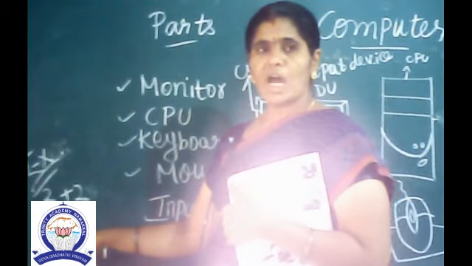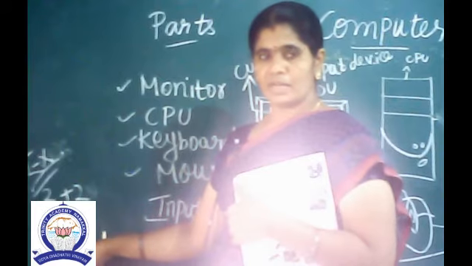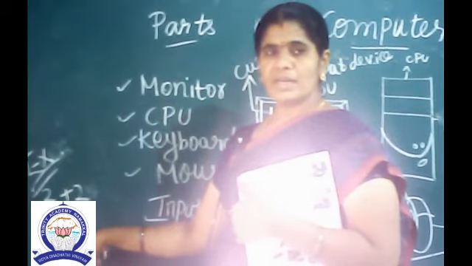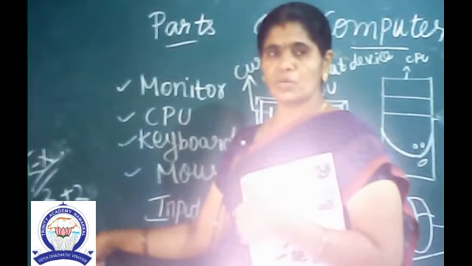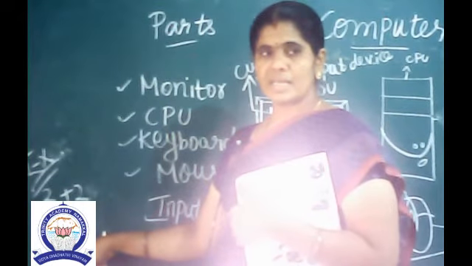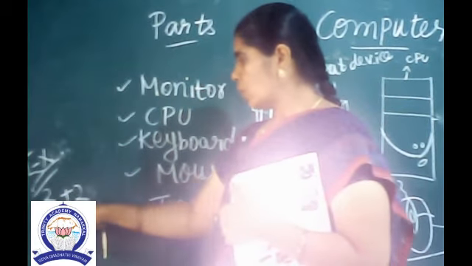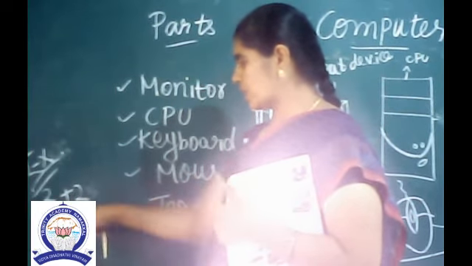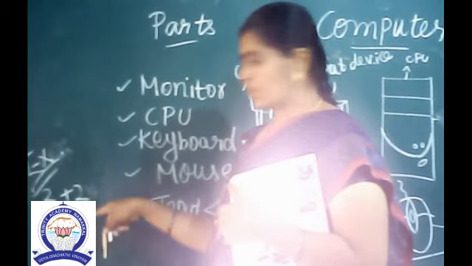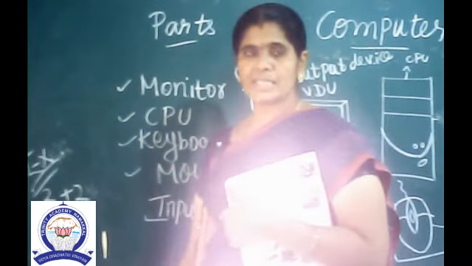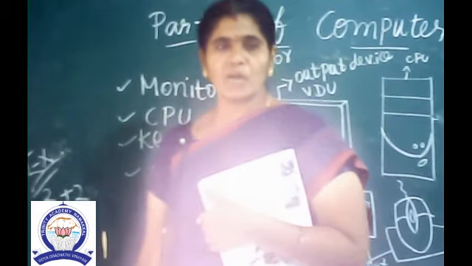This is an output device. This answer will be seen on the screen. So monitor is an output device. Through monitor we can see the answer. Understand, my dear? So 2 plus 2 is a data. 2 plus 2 is equal to is the processing. This processing is done by CPU, and finally 4 is the answer. This answer we can see on the monitor.